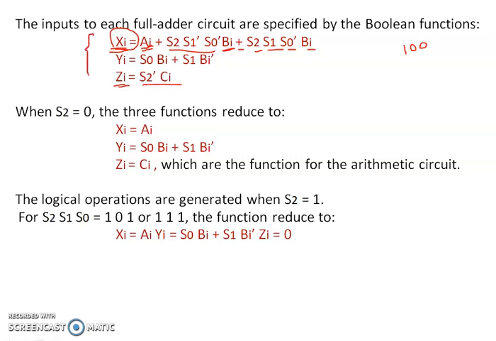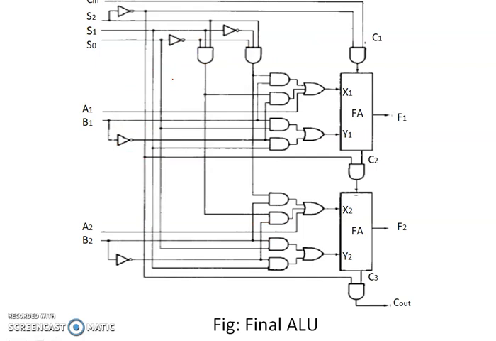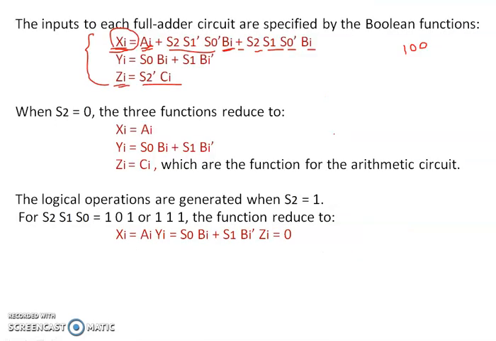So keeping these functions in mind, you can design the circuit for the arithmetic and logic operations. Here you can just take this example, take this diagram and see only this one full adder circuit. Okay, so here first you consider the input xi. So xi, the function is like ai plus ai.